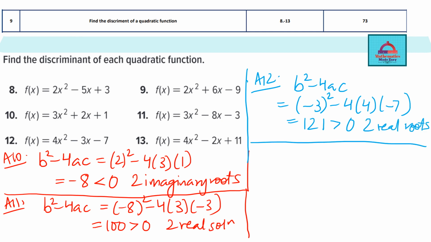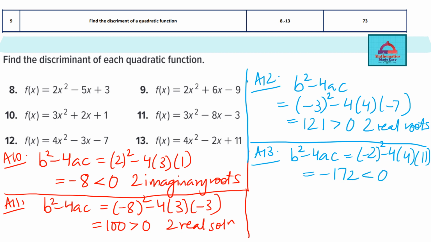Last question for this video is 13. Again, we use the same formula and we put in the values. So this comes out to be minus 2 square minus 4 times 11. So simplify, and this value comes out to be negative, which is less than 0. So there are going to be 2 imaginary roots, no real roots in this case.